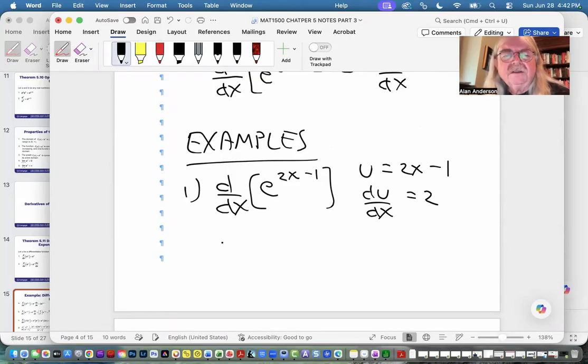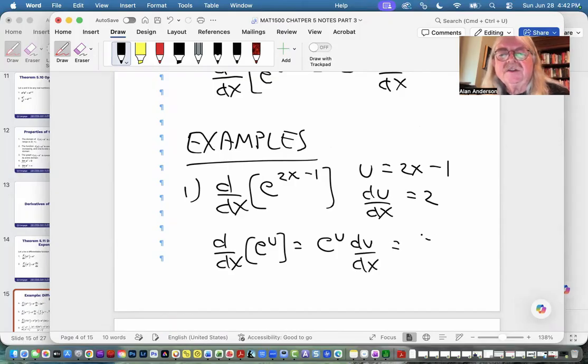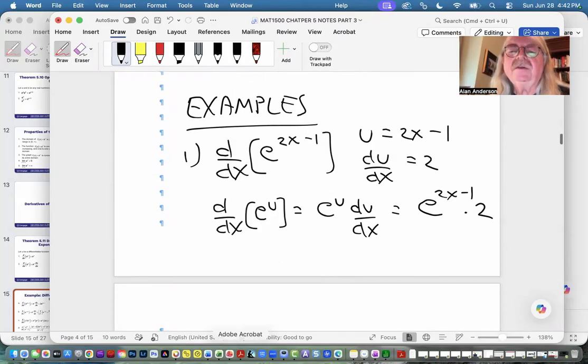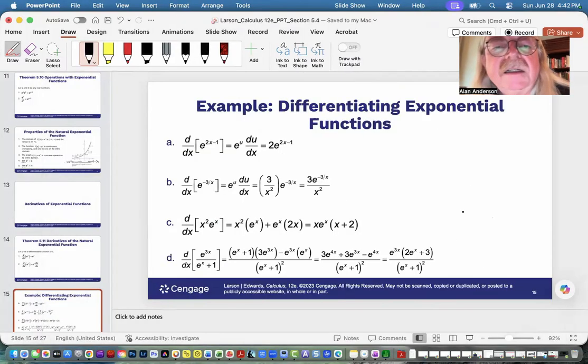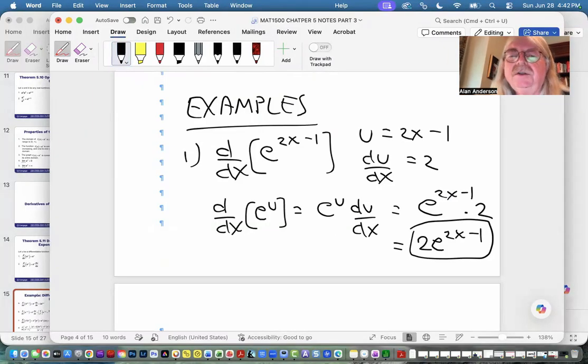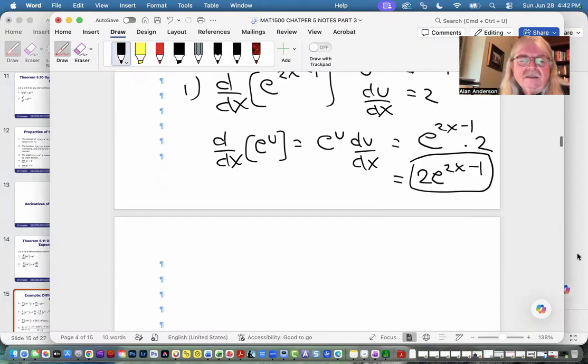So therefore, since this is an example of e to the u, that means the answer must be e to the 2x minus 1 times 2. Okay, or you're going to write it like this. That would be much more normal. Okay, and that's because u is a function of x. We do need to include du dx. Beautiful.